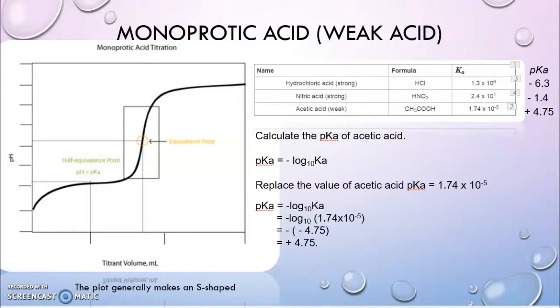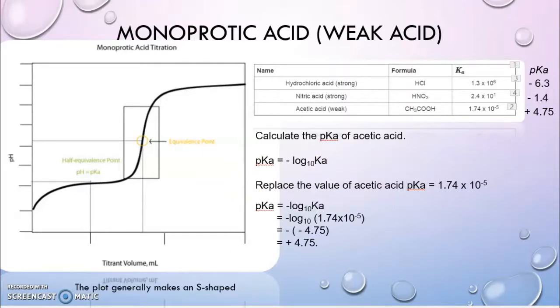How do you calculate the pKa value? The pKa value could be calculated by using this formula. This formula is also known as the Henderson-Hasselbalch equation.